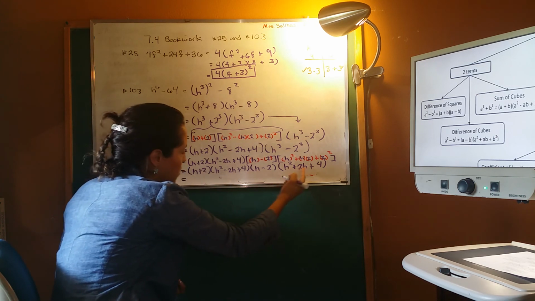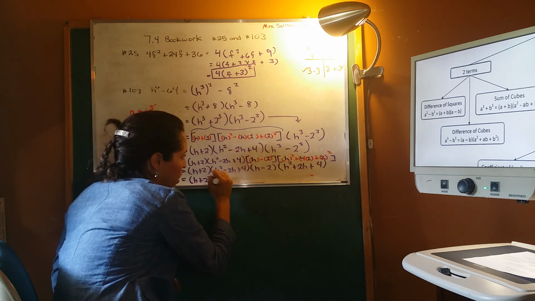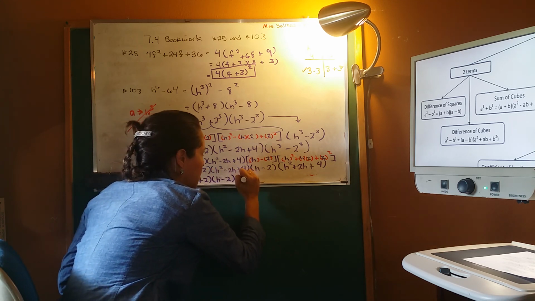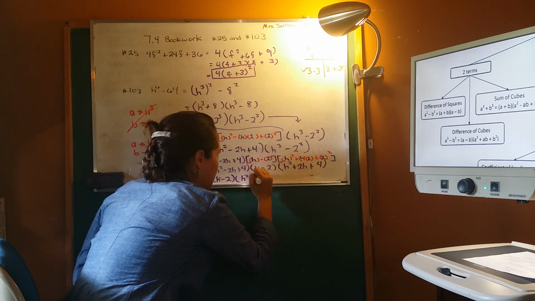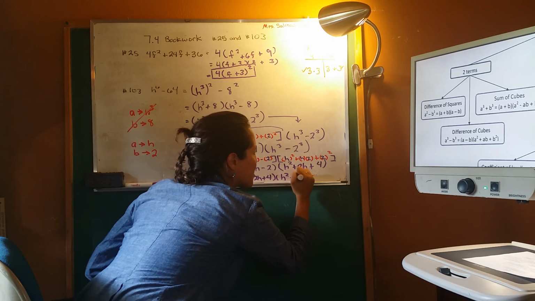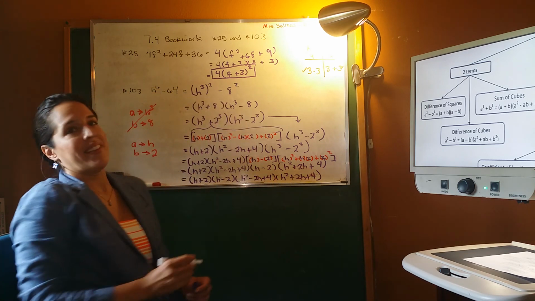You can write your answer like this, however, you'll probably see in the back of your book that they put the binomials first, and then the trinomials are second, h squared minus 2h plus 4, h squared plus 2h plus 4. And that's how you factor.